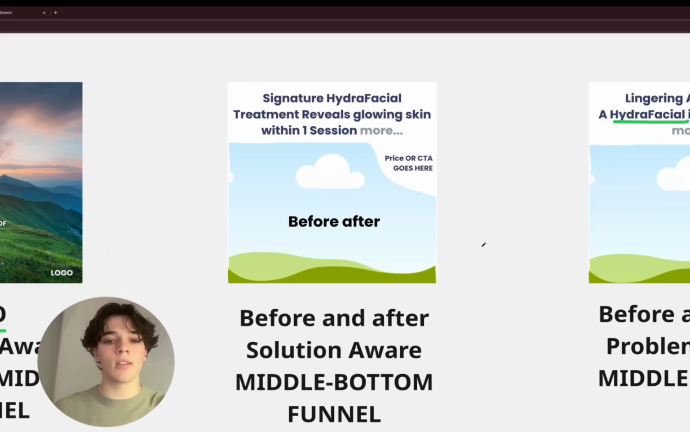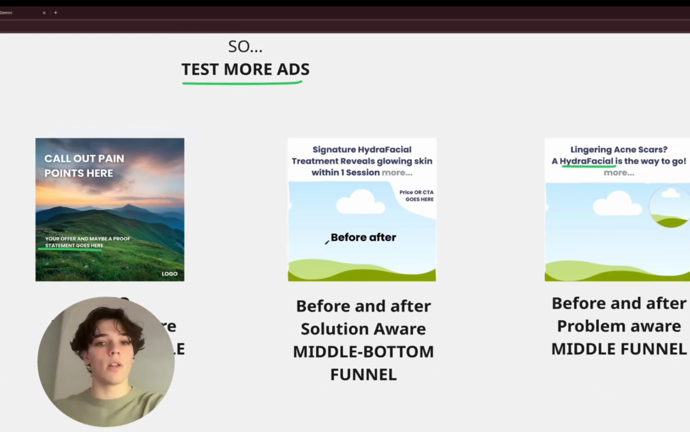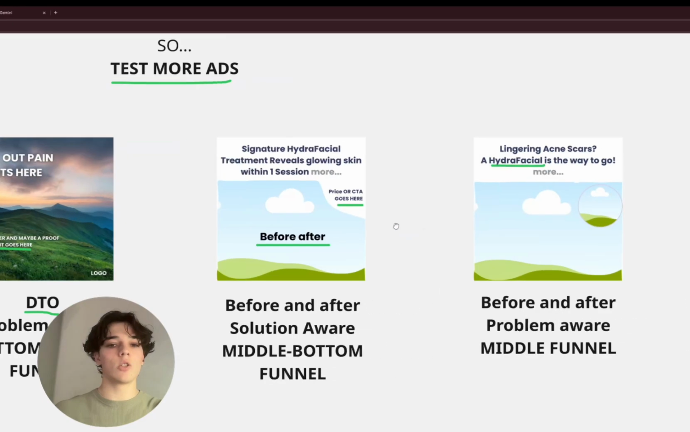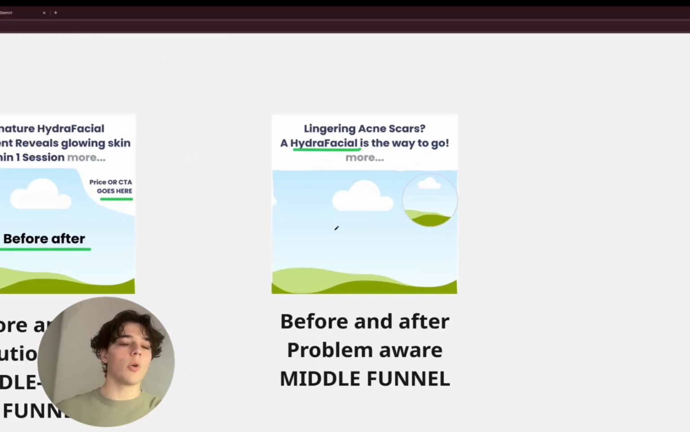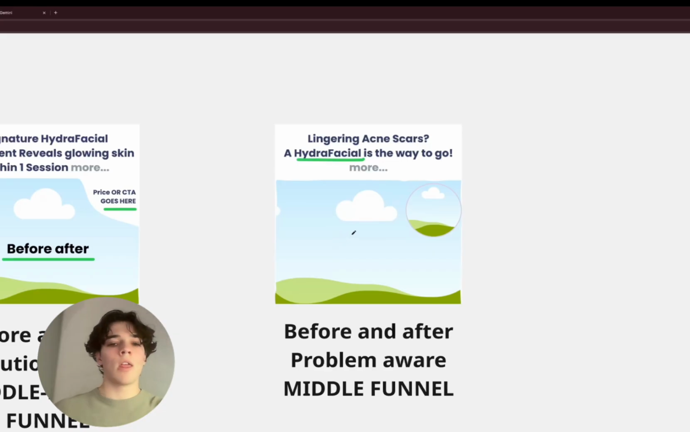Then you have something like this, which is more of a before and after, still with the offer in there as well. So it's pretty similar to this one, just a before and after type thing. And then this one is more top funnel, middle funnel, and it's a before and after, but it's just focusing on the problem, like lingering acne scars. A hydrofacial is the way to go. Still the solution in there, but mainly focusing on the problem and graduating to getting to know more about this solution, which in this case would be a hydrofacial.